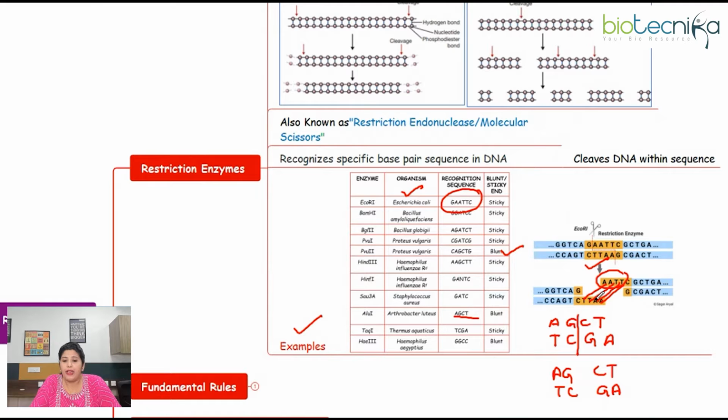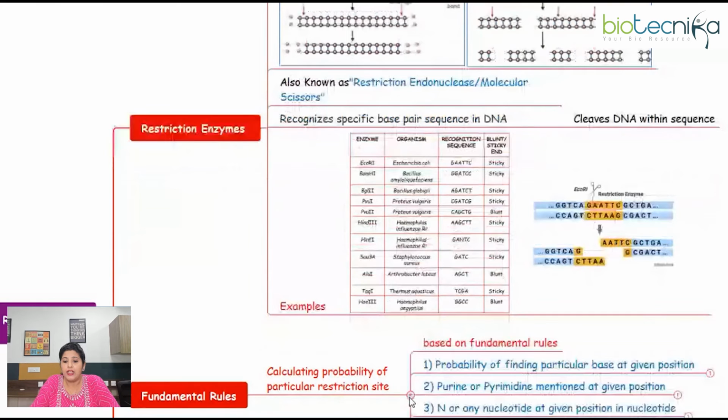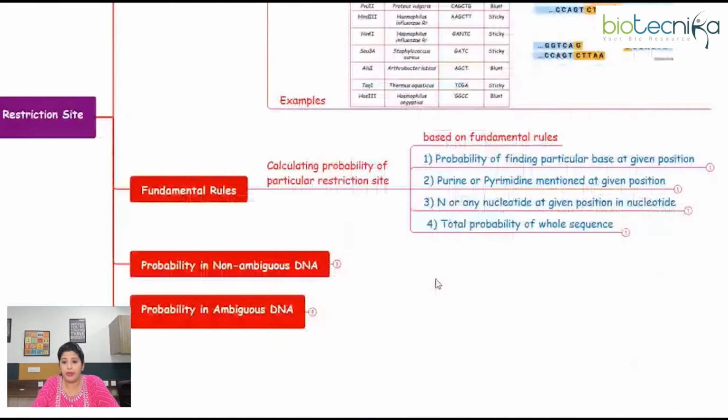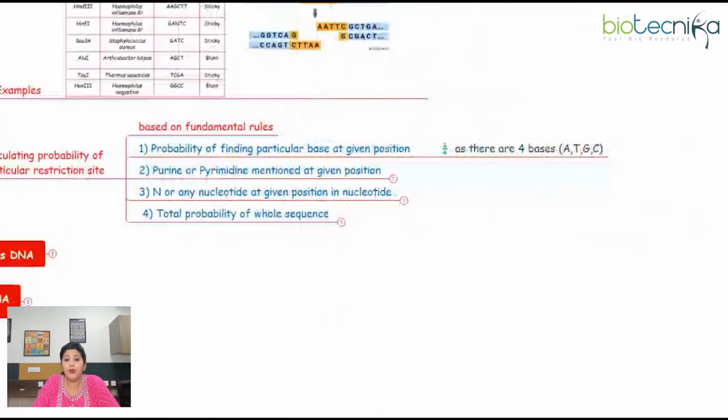Now, the restriction site where the enzyme cuts may be present anywhere in the genome. As every DNA is made up of various combinations of base pairs, a simple mathematical rule exists that can explain the probability of a given sequence. For calculating the probability of a particular restriction site, it is based on certain fundamental rules, as you can see here. These are the fundamental rules that you have to remember. The probability of finding a particular base at a given position is always 1/4. This is a very important point that you all have to remember.